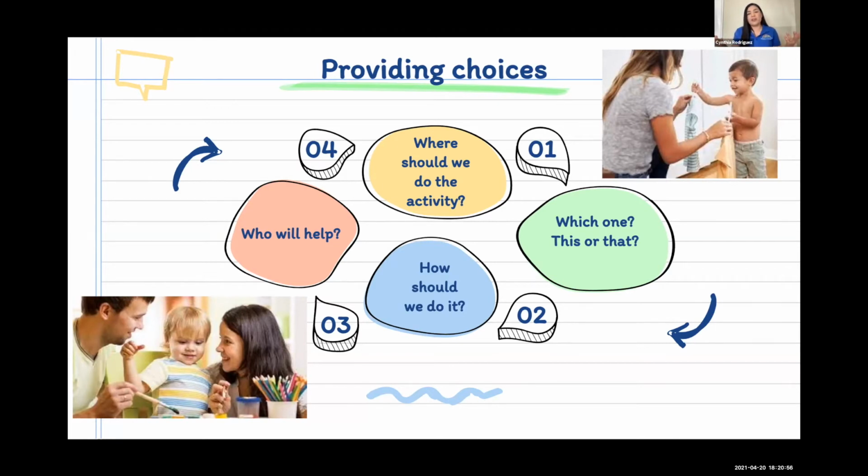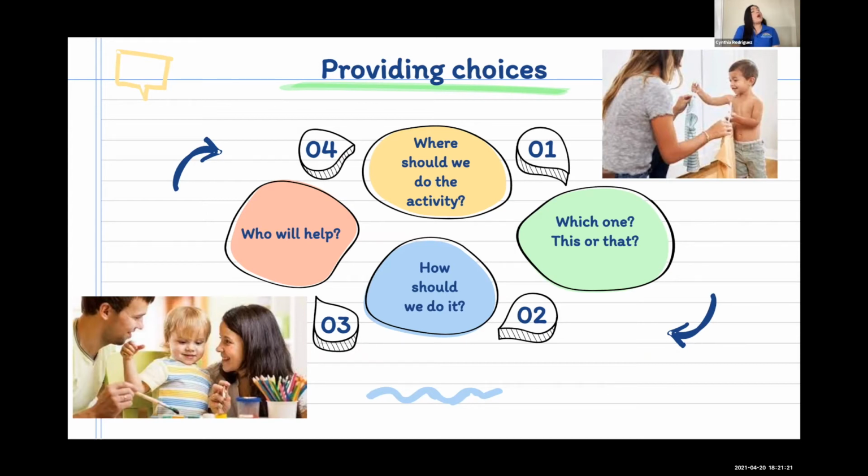That gives the child an opportunity to communicate, but also the child will feel part of the activity that's going on. How should we do the activity? That's another question we could ask them. So, for example, if you're playing with blocks, do you want to stack the blocks to make a tower? Or maybe do you want to lay the blocks side by side so we can make a train? Asking them who they want the help from.